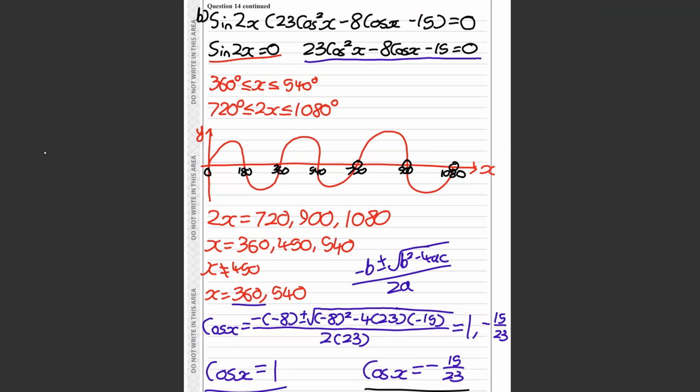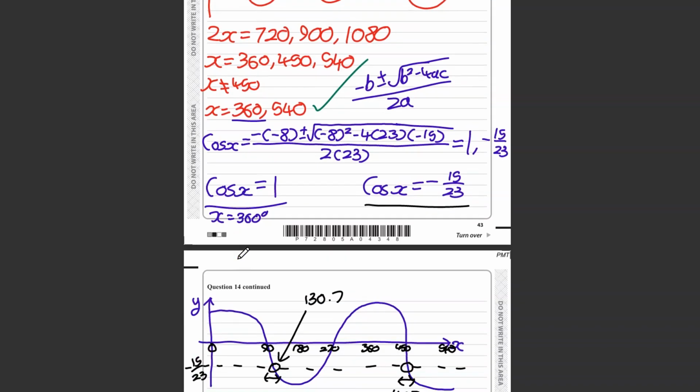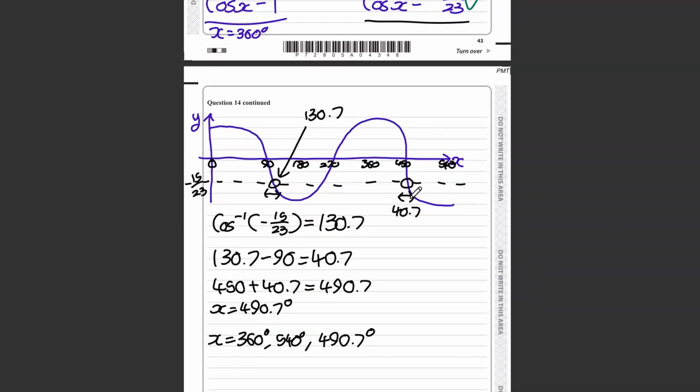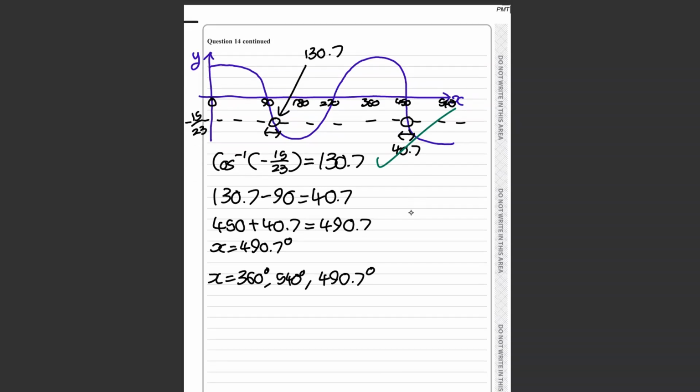To get the 4 marks, you get 1 mark for figuring out that x is equal to 360 and 540. You get another mark for getting that cos x is equal to minus 15 over 23. You get another mark for trying to find the solutions here by using the inverse, and you get the last mark for getting x is equal to 490.7.